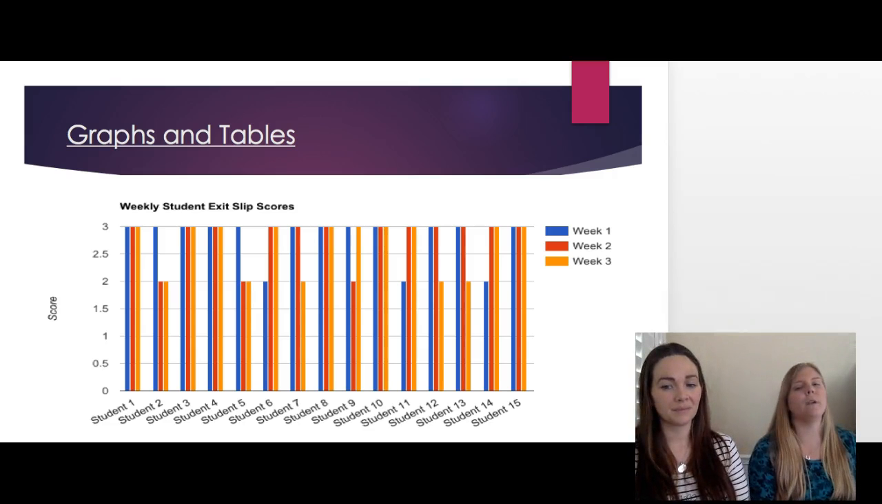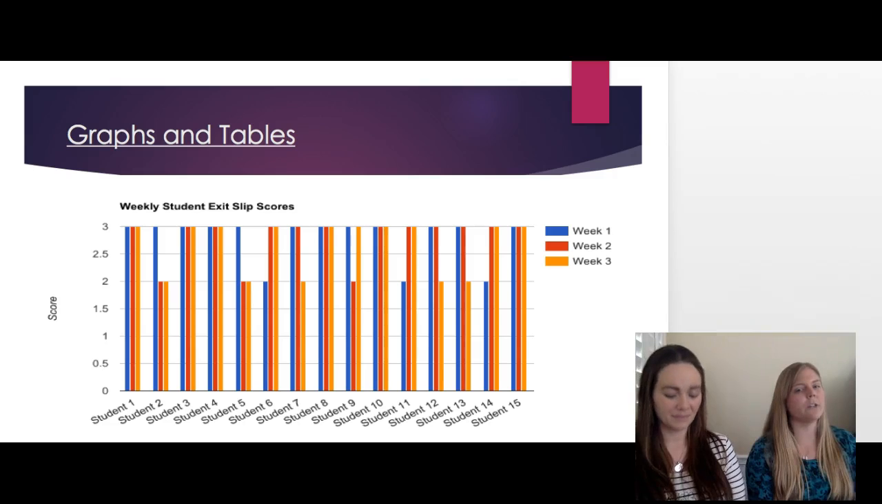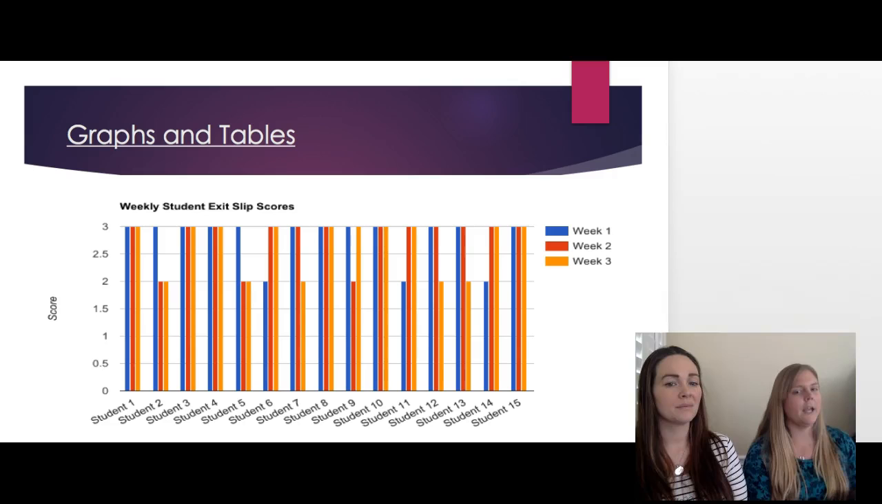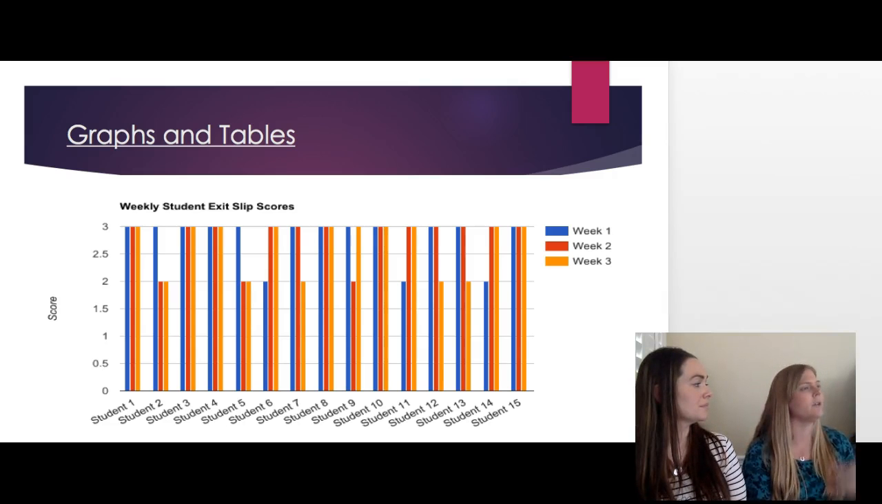This is another graph of weekly student exit slips. Now the scores are on the left, and the student numbers are on the bottom, student 1 through 15. And week 1 is in blue, so as you can see, most of the students received a 3, and a 3 means they understood it and they solved it correctly. A 2 is that they maybe got one thing incorrect within solving the problem, and a 1, which no students ever got, was that they didn't solve it correctly at all. There was no understanding. So some of the weeks there were students that did not understand fully. They missed one section of the problem, so this is something that I could focus on with them throughout the math day in the classroom.